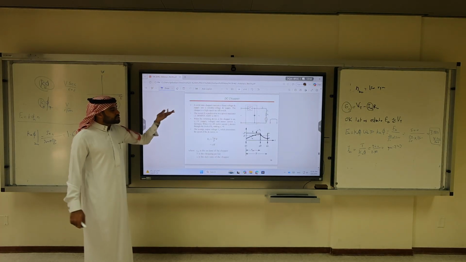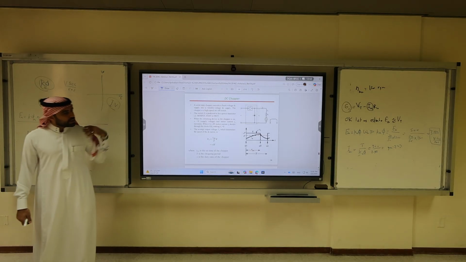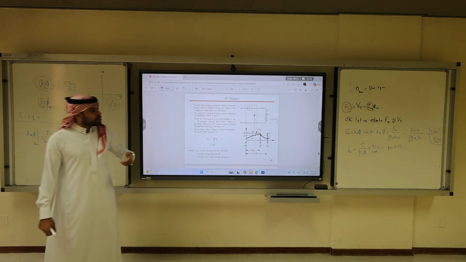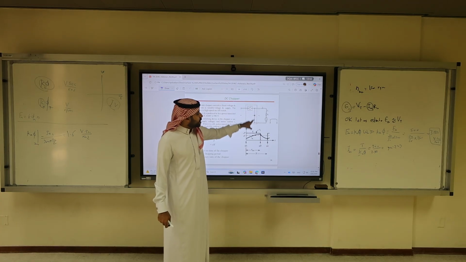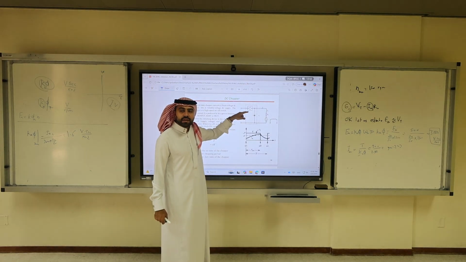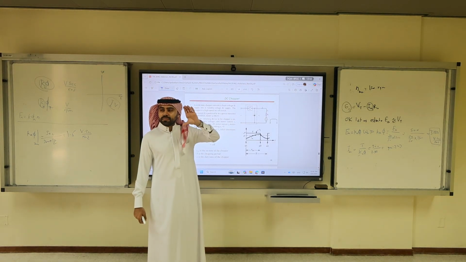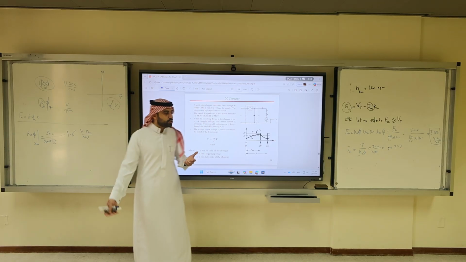Or you can use a DC chopper. What is a DC chopper? A DC chopper is nothing but a simple structure. This is the diode for protection, and a switch that you only close 10% of the time or 20% of the time. Then instead of having 120 volts, maybe I have 12 volts if I have a 10% duty ratio.